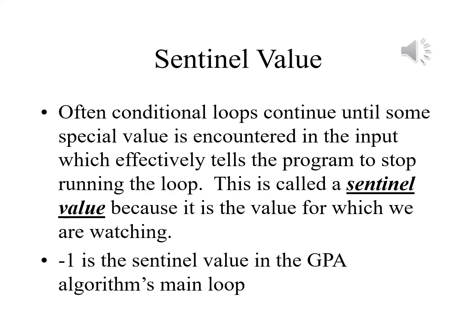We are using a conditional loop to tell us when we are finished reading in data, since we don't know how many data items we may have before we start. Often conditional loops will continue, and they will look for some special value that we will see in our input that will tell us if it is time to stop running the program, or to at least stop running the loop. This is called a sentinel value, because it is a value for which we are looking. -1 is going to be the sentinel value in the grade point average algorithm's main loop.